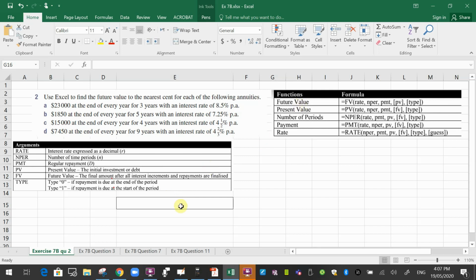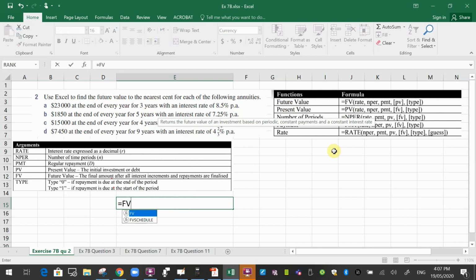With Excel, if you're putting a formula in, you always start with the equal sign. And we're going to be doing future value, because that's what the question is asking. Find the future value. So we put in equals FV, future value. That means what is the investment going to be worth at the end of the time period.